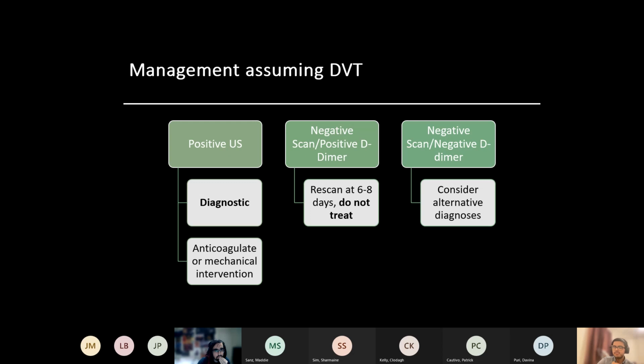But yeah, it's very good because remember the D-dimer is a sensitive test in that it picks up lots of DVTs, but it's not specific because it also picks up lots of other random stuff. We'll talk about these anyway. Positive ultrasound, diagnostic, anticoagulate, and if they're not suitable for that, mechanical intervention. But we're not going to talk about mechanical intervention today.